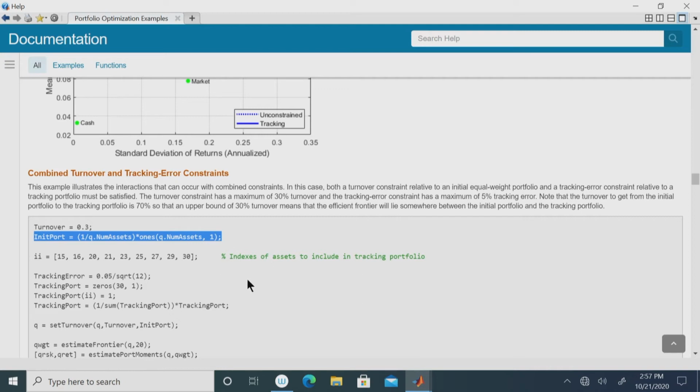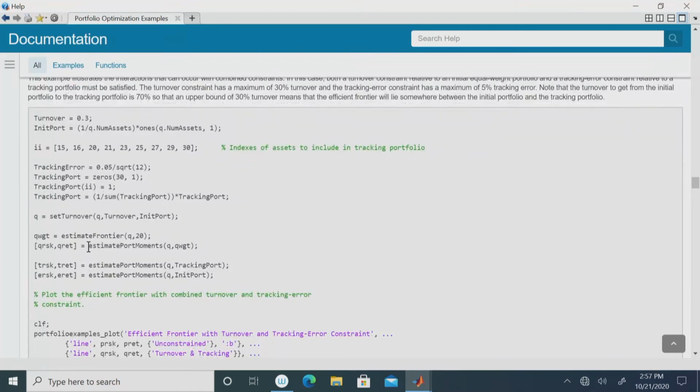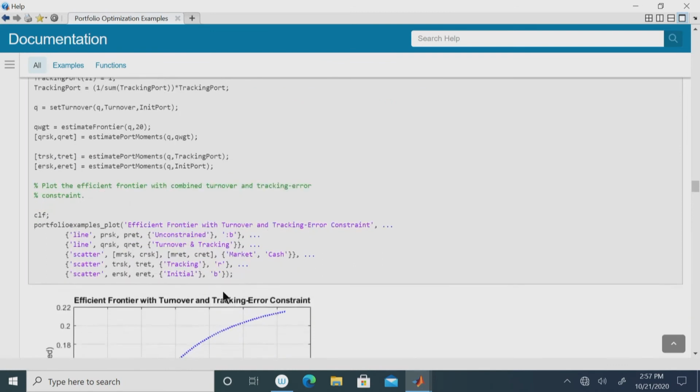So there are three aspects here that need to be taken care of. The first is that the turnover is set at 30%. Now, in order to start your generation of the efficient frontier portfolio, you need to have some initial portfolio. So the initial portfolio is set to be an equal weighted portfolio, and the tracking error portfolio is the same as that which has been set before. So there are two portfolios here, one is the initial portfolio and one is the tracking error portfolio. Accordingly, Q is set with the turnover, you have this initial portfolio, you estimate the portfolio moments for Q, and you determine what is going to be the efficient frontier.